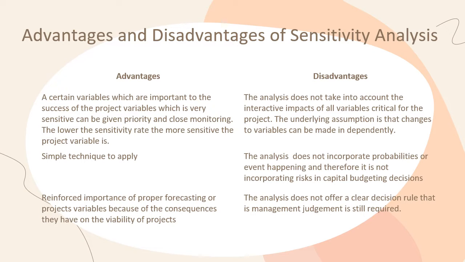The analysis does not incorporate probabilities of events happening, and therefore it doesn't incorporate risks. So this is the problem of sensitivity analysis: we do not incorporate risks that may happen in the future. And lastly, the analysis does not offer a clear decision rule, so management judgment is still required. So what if the sensitivity margin is 8%, 20%, or 70%?